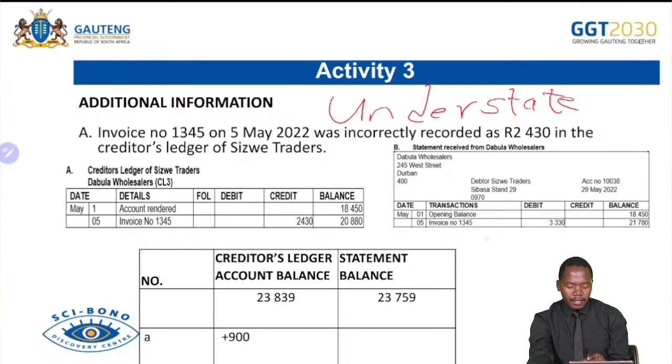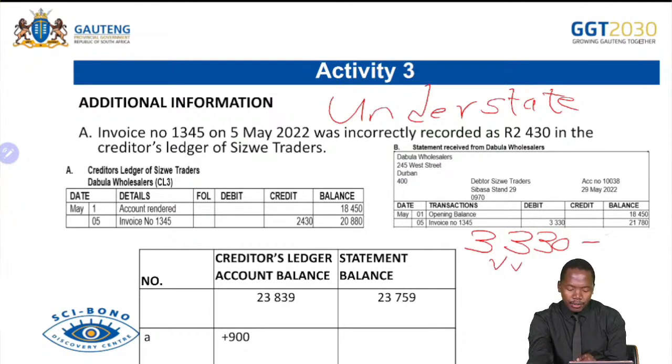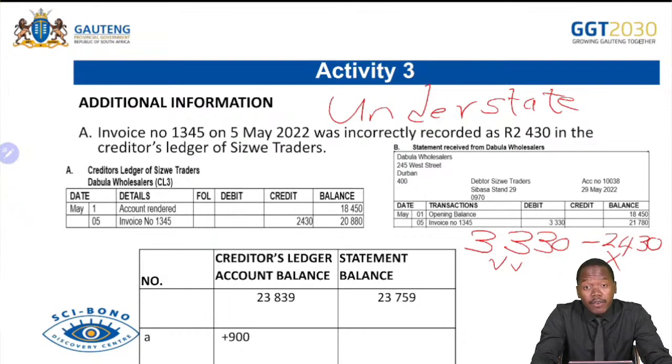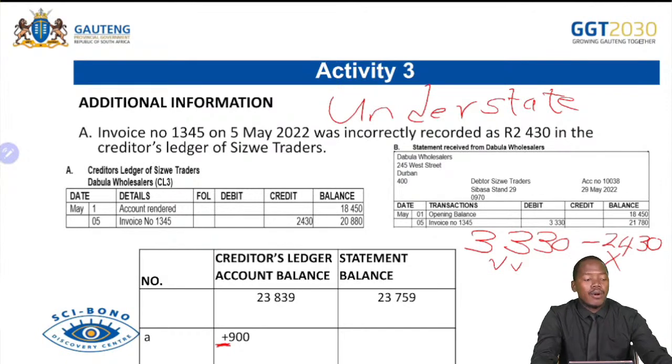Now, if we say 3,330, which is on the statement received, the correct amount, minus 2,430, which was the wrong amount, then we get a difference of 900. Now, we need to top up our 2,430 by 900 rands. And then we also put a plus sign. Why a plus sign? Because this was an invoice understated.